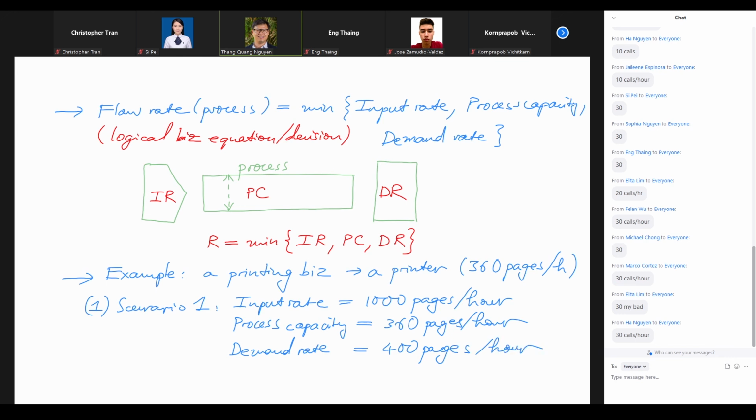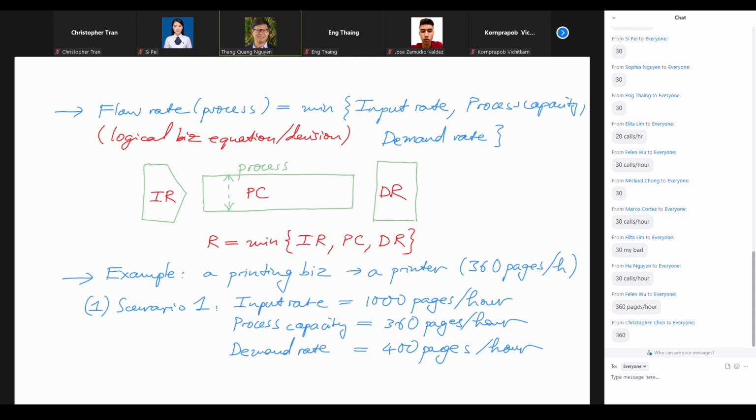Okay, so we have a business situation. We have the input, the process capacity, the demand rate. I would like to ask the whole class, how many pages would you print out per hour given this information? Please feel free to share in the chat window.